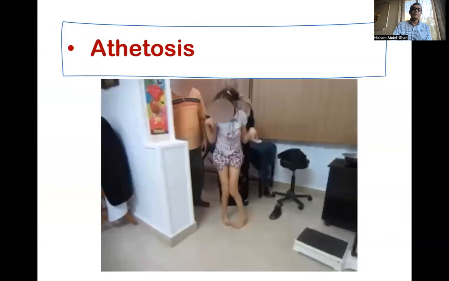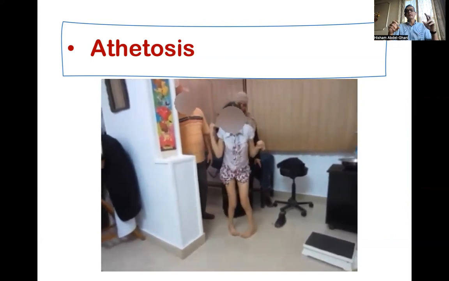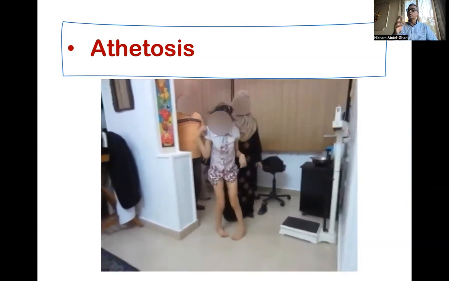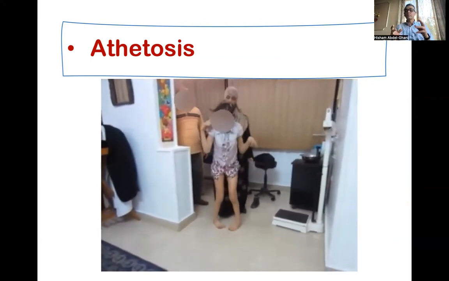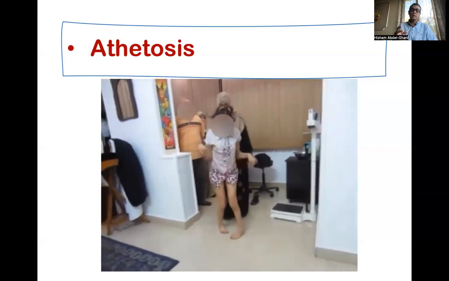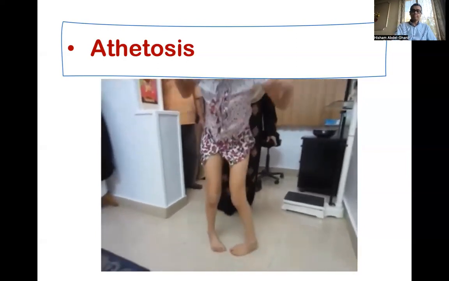The third type is athetosis. So remember, it is a marionette-like movement of the upper limb and lower limb. The patient does not have good control. They usually have continuous, purposeless involuntary movement.